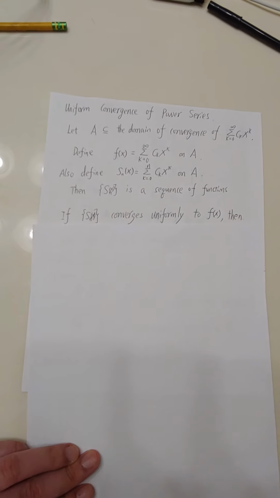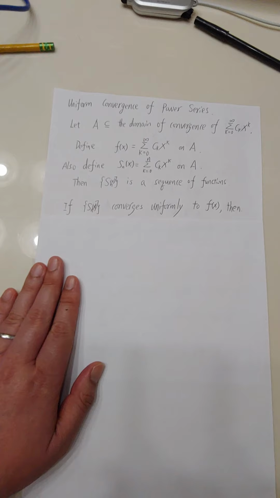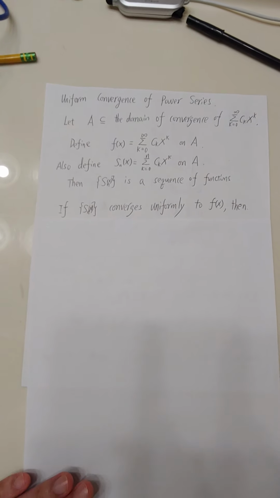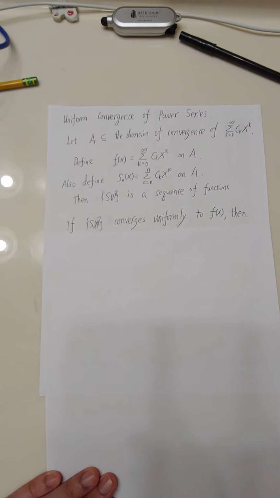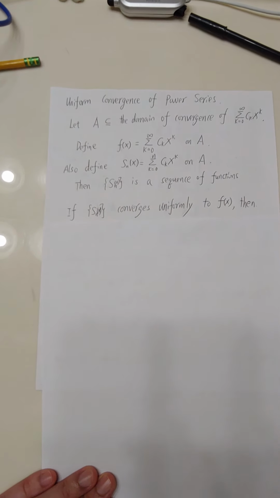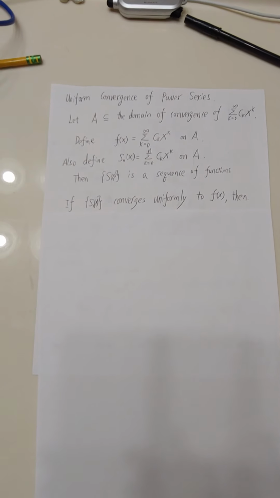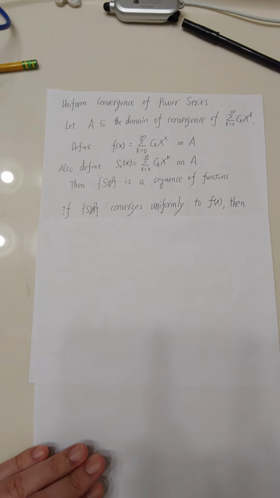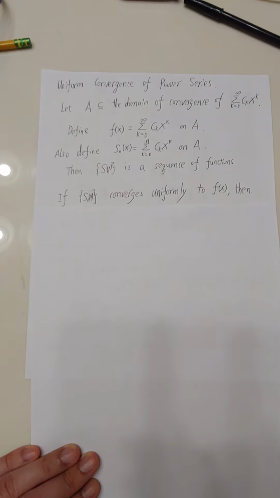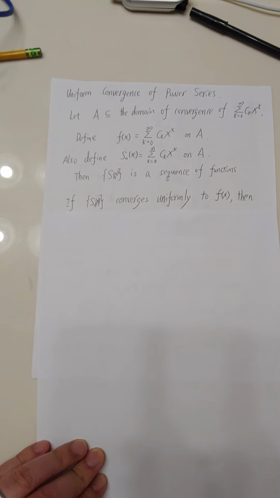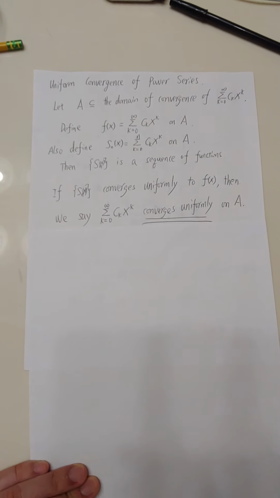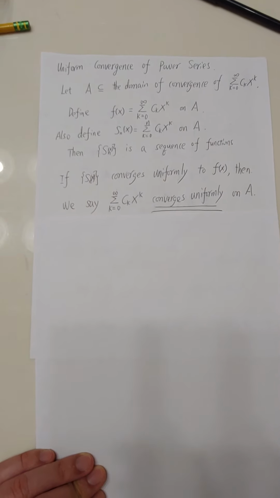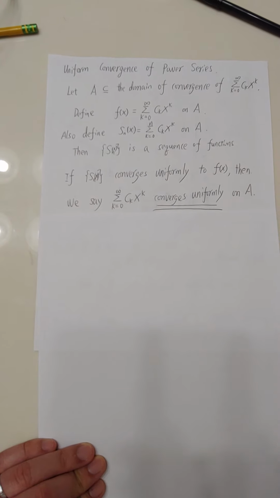And if the sequence of functions converges uniformly to function f, you can review the definition of uniform convergence of a sequence of functions. If the sequence of functions converges uniformly to the function f, then we say this power series converges uniformly on the set A.